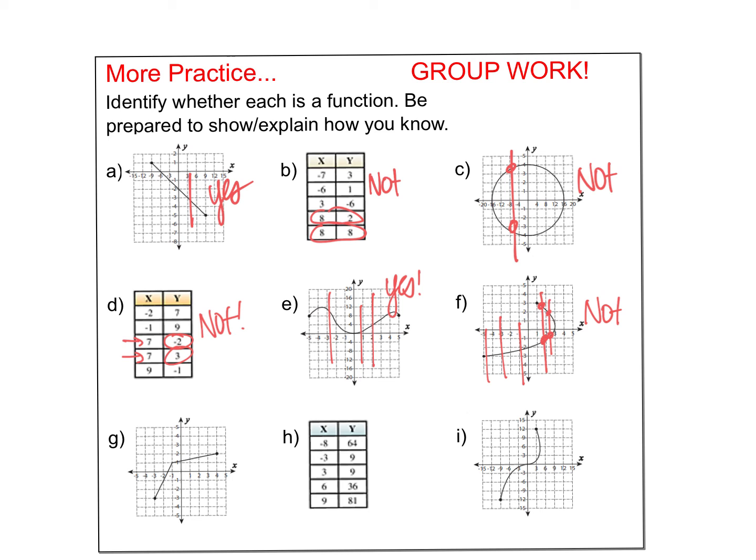All right, letter G, if I start drawing vertical lines, this one appears to be a function, crosses once. Letter H, on this one, I'm going to look at my inputs, or my x values, and I don't see any repeats. So I don't even really care about my outputs, because there's no repeats there, so this one is a function. And finally, letter I, this one appears to be okay here, but right here, it crosses twice, so that one is not a function.